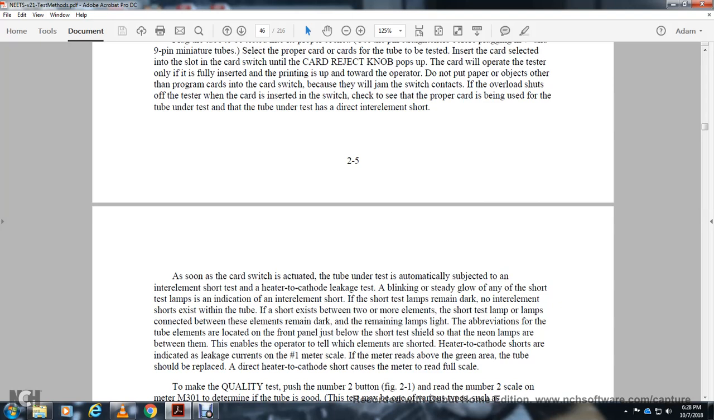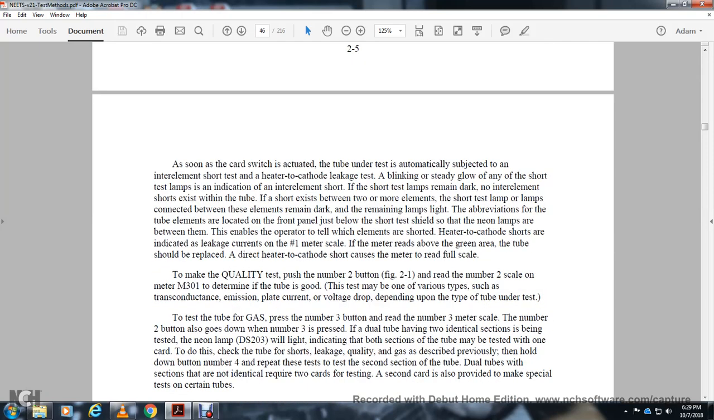The abbreviations for the elements are located on the front panel just below the short test neon lamps. Between them, they enable the operator to tell which elements are shorted. Heater to cathode shorts are indicated by leakage current on the number 1 meter scale, with the meter reading above the green area. Such tubes should be replaced. A direct heater and cathode short causes the meter to read full scale.